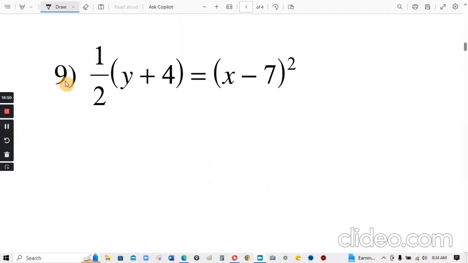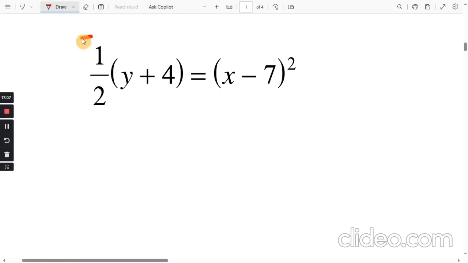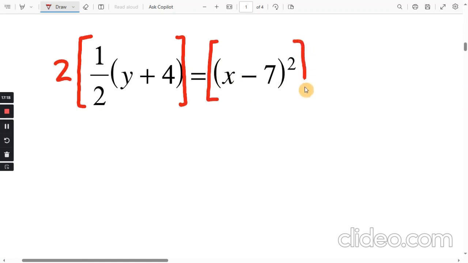All right, on number 9, I'm going to erase the 9 so I can show you how to do this. All right, so this side here has a 1/2. And 1/2 is basically dividing by 2. What's the opposite of dividing by 2? Well, that's going to be times 2. So I'm going to take this whole side right here, this whole thing, and do times 2. I have to do that to the other side as well. Take the whole side and do times 2.